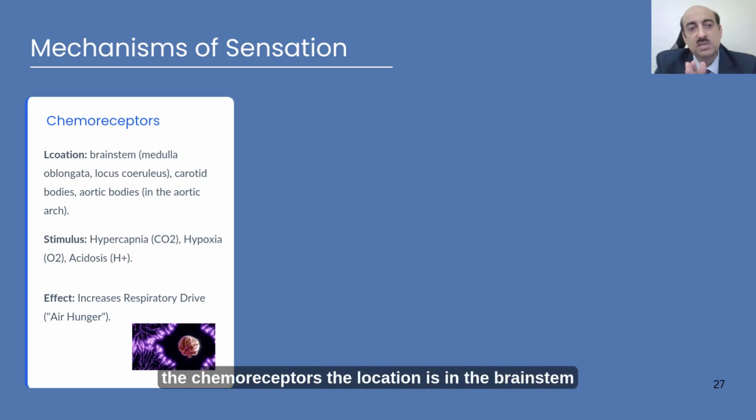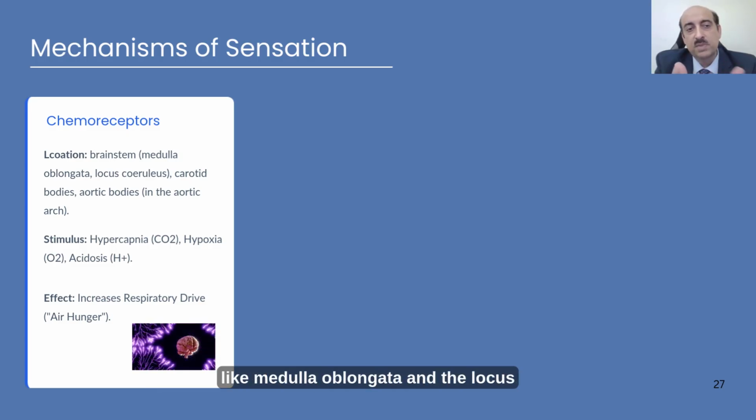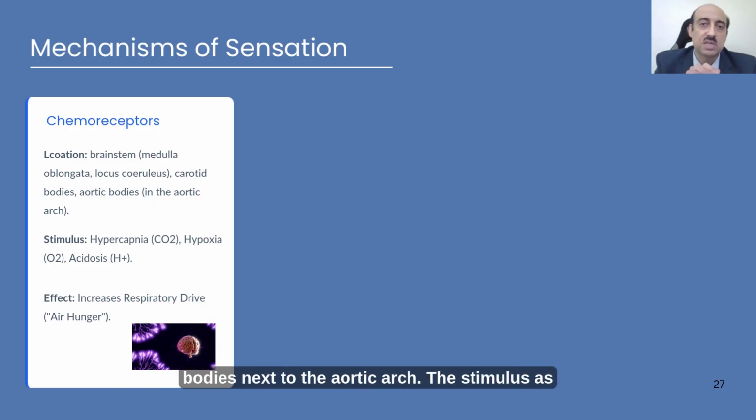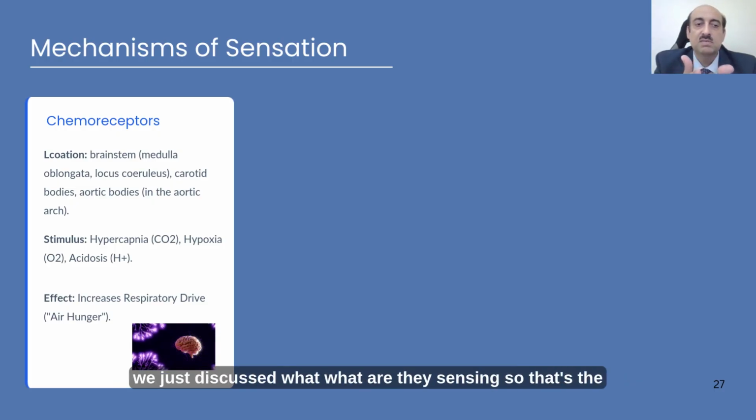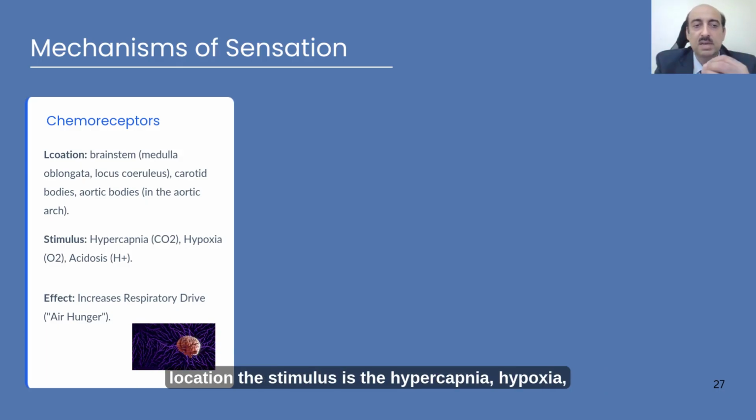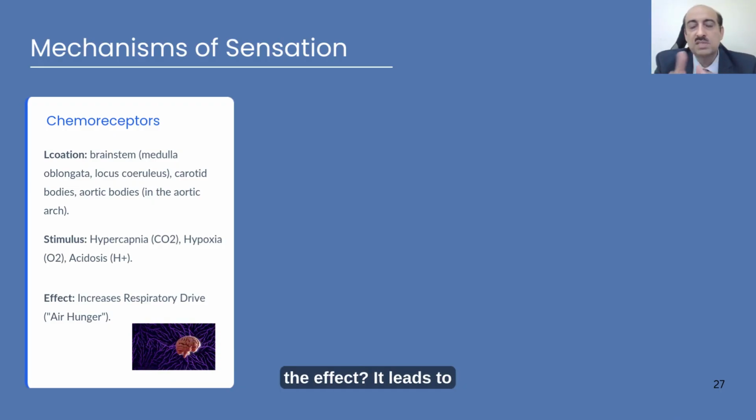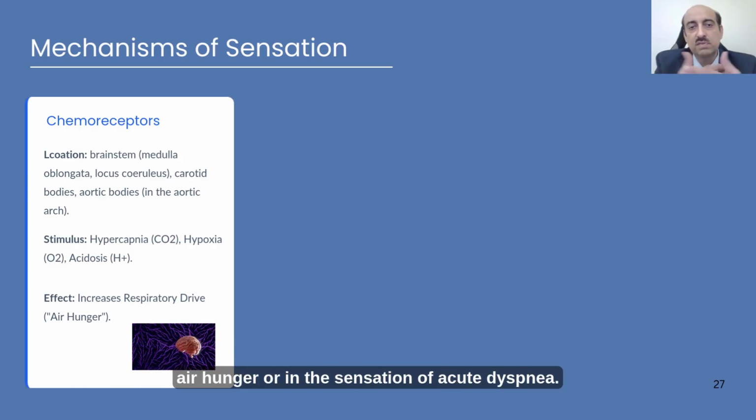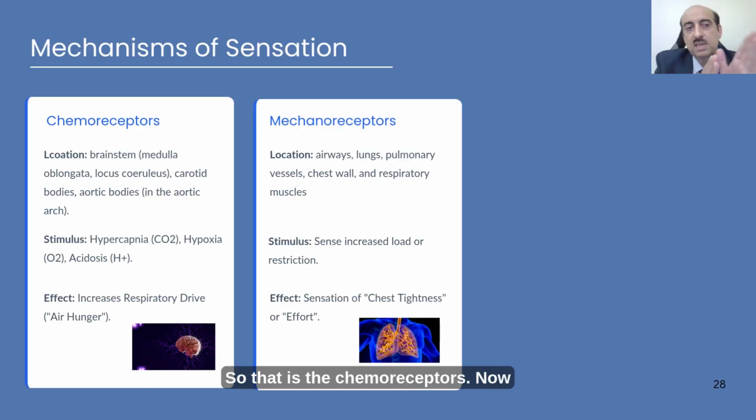The chemoreceptors are located in the brainstem, like the medulla oblongata and the locus coeruleus, and also in the carotid bodies and aortic bodies next to the aortic arch. The stimulus, as we just discussed, is hypercapnia, hypoxia, acidosis, or any combination thereof. And what is the effect? It leads to increased respiratory drive, which in itself will lead to air hunger or the sensation of acute dyspnea. So that is the chemoreceptors.